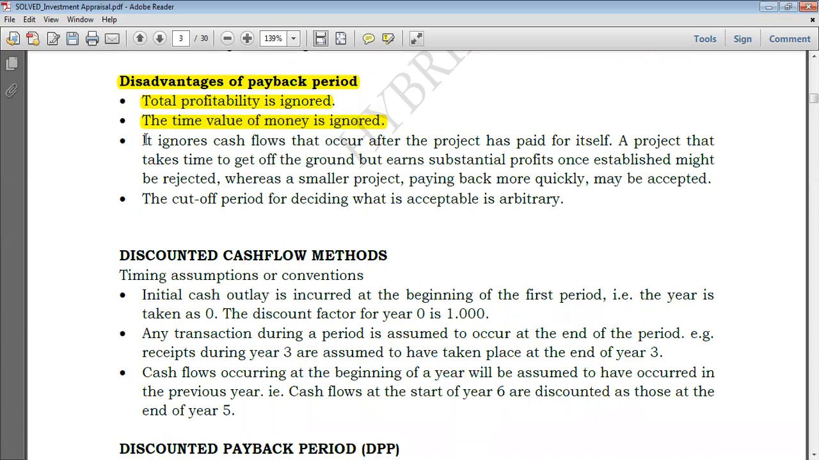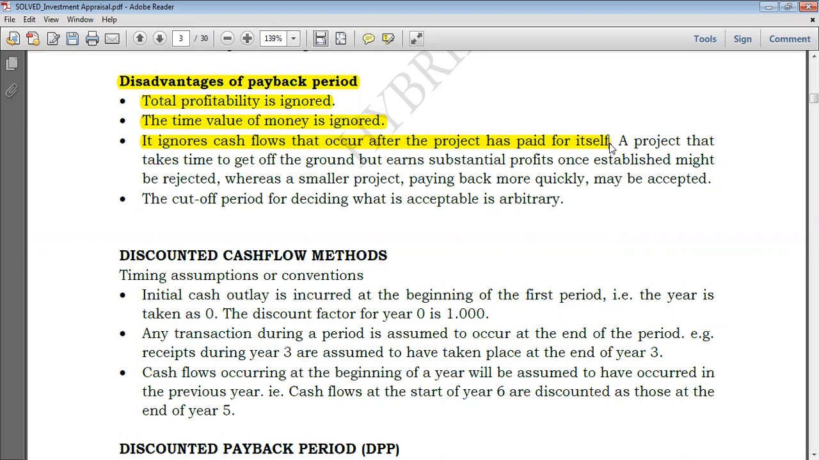Also, we are told that it ignores cash flows. This is a very, very nice point. You will see it when solving the question. Actually, this is our last method. After this, we'll have to rest. It ignores cash flows that occur after the project has paid for itself. This is a very, very big disadvantage, ignoring cash flows after the project has paid for itself.